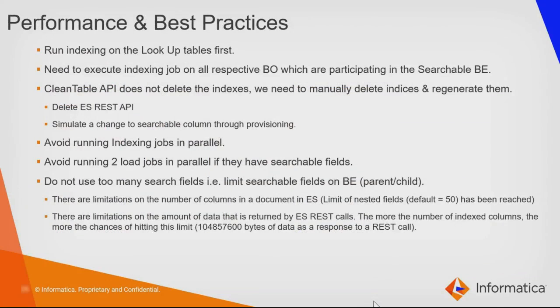Next, we have performance and best practices, taking the important ones. You should always run the indexing on the lookup tables first, followed by your key volume tables. Whenever you are doing the indexing, you should execute it on all the base objects or lookup tables which are part of your searchable configuration. You should not execute the indexing jobs in parallel. And one more thing: whenever you execute a clean table API, it will delete the records, so we need to manually delete all the indexes and then regenerate them. That is one more point to take care of.